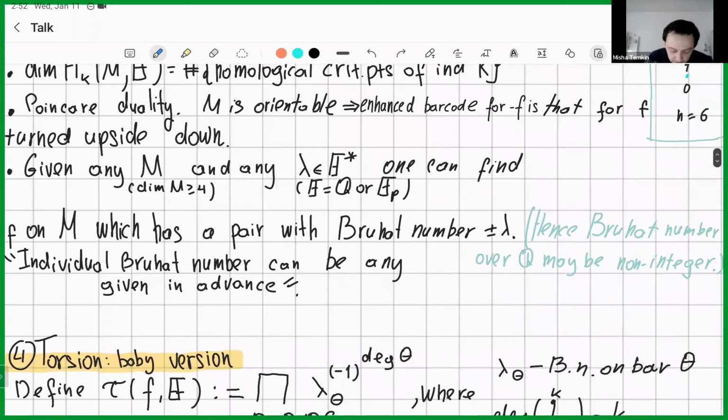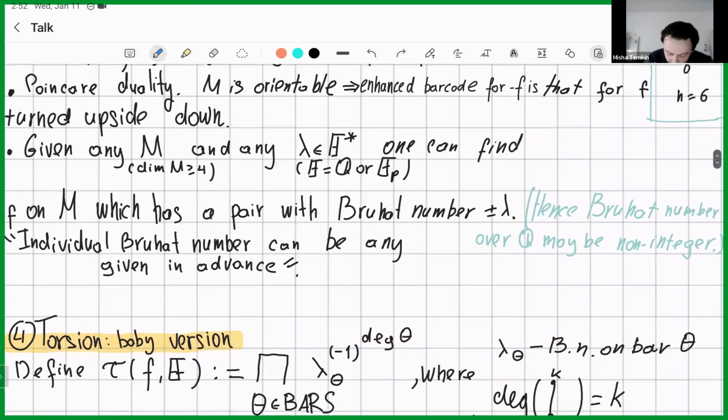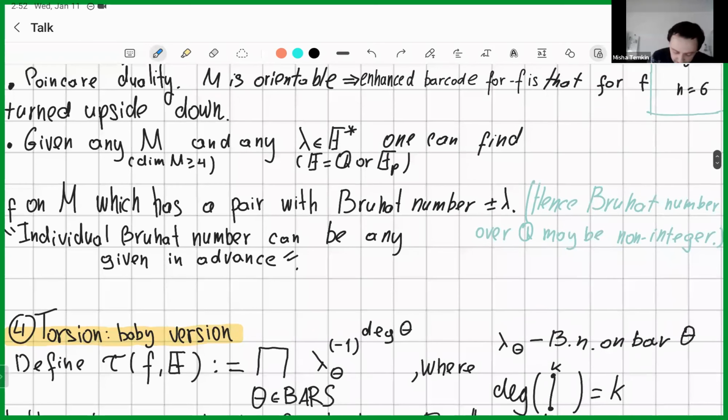Okay, so then the baby version of the torsion theorem. Let me define a single number associated to the Morse function and a field, tau, which of course stands for torsion. So this is the formula. So what's happening in this formula? This is the product of all the Brown numbers on all the bars, with the only catch that I should take some Brown numbers to the power -1, depending on some parity.